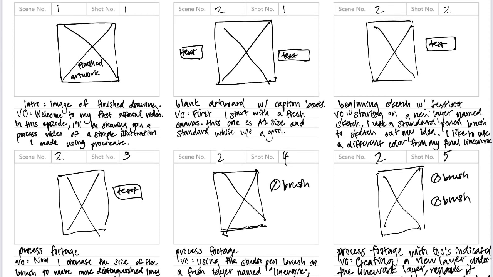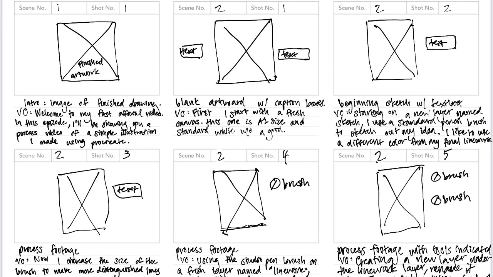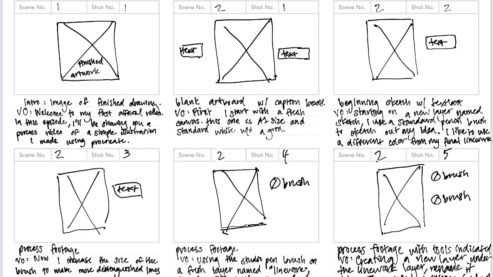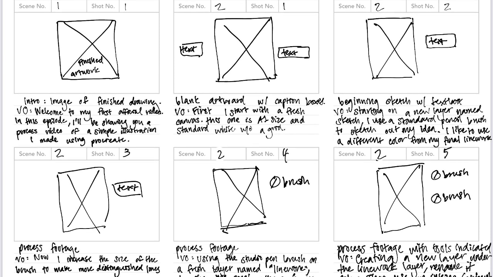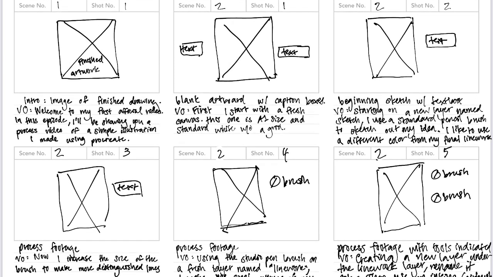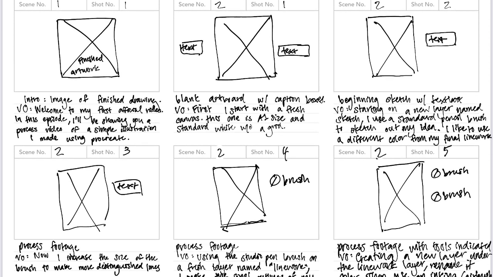So in scene 2, it will shift onto the blank artboard with caption boxes showing where and how I start, with voiceovers saying, "First I start with a fresh canvas, first with the size and the standard white background without a grid."